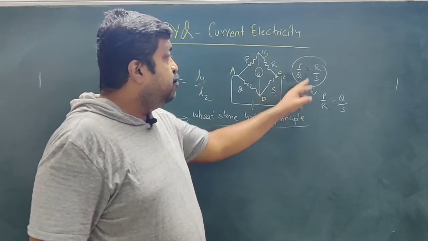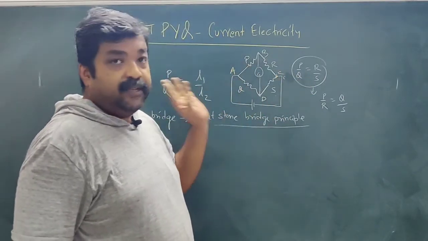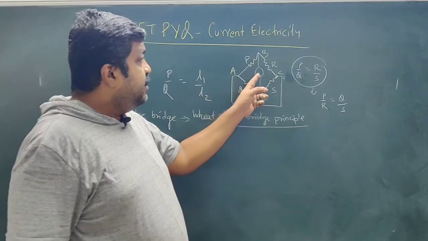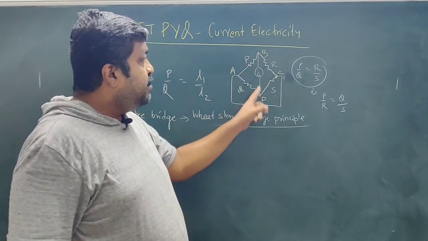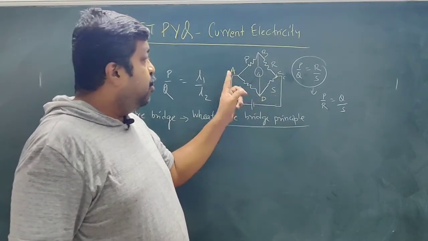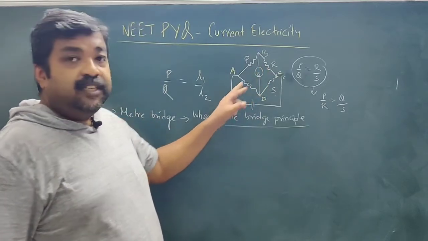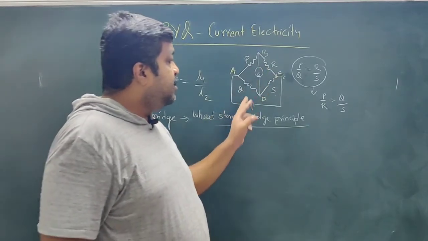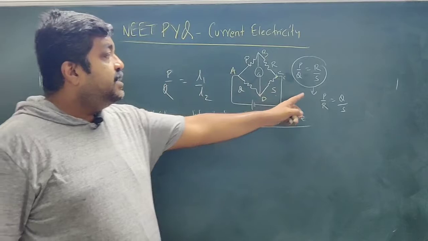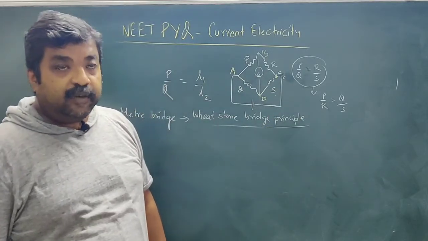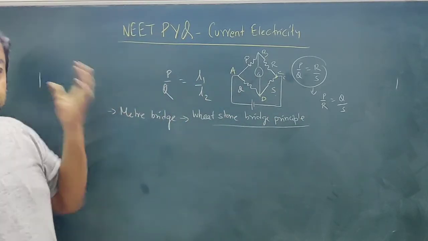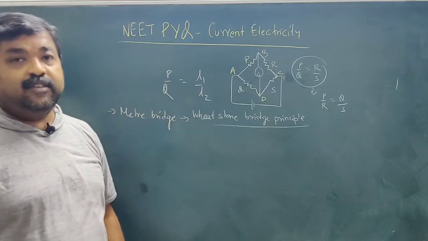But when I write P by Q equal to R by S, that means it doesn't matter whether galvanometer is connected between B and D or A and C. So even if you interchange the position of galvanometer and this battery, this balancing condition is not going to change. Now since meter bridge works on Wheatstone bridge principle, the same thing applies over here.